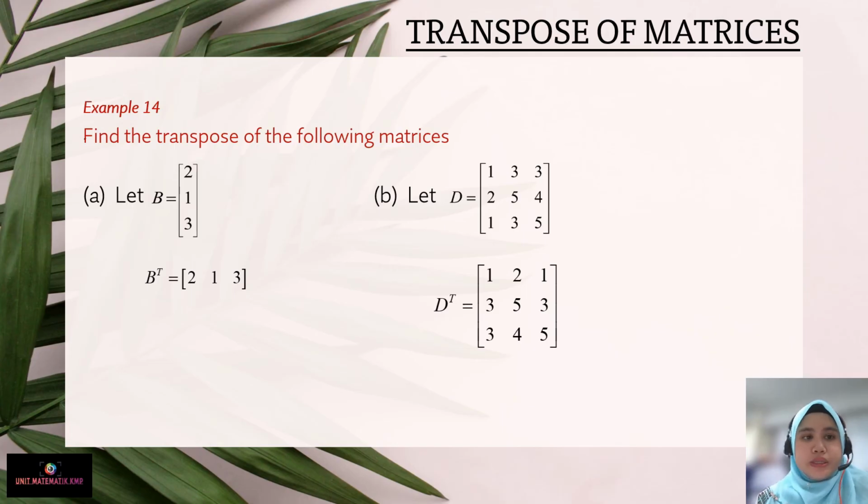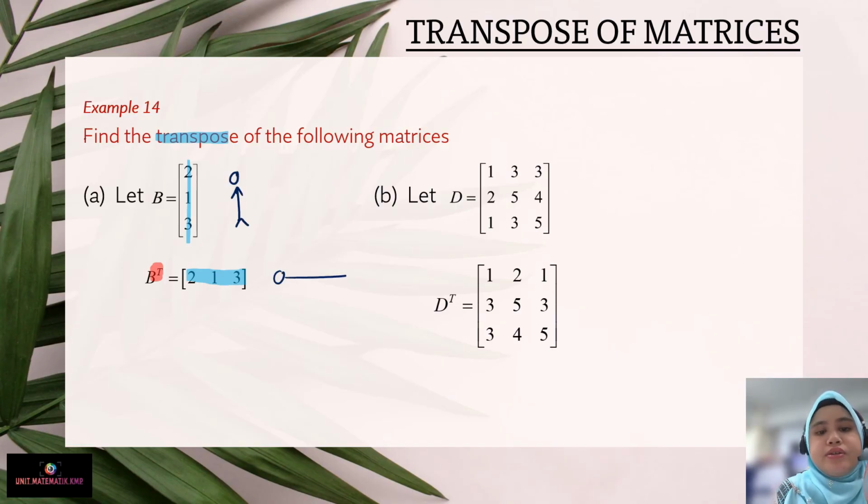Now let's go to example 14. Find the transpose of the following matrices. You have matrix B here, with 2, 1, 3. Maybe you can look at the matrix in the form of a column matrix. You can see it as a column. So when we do the transpose, it will be in the position of a row. Like here, for example, during class I will say: you are standing, and now you are sleeping. That's how you make your transpose.